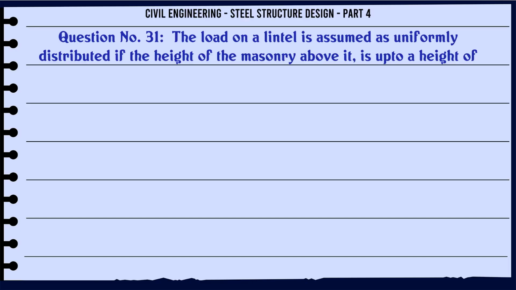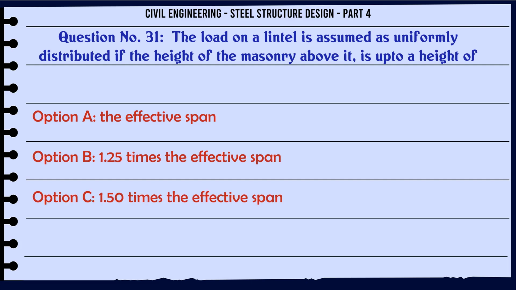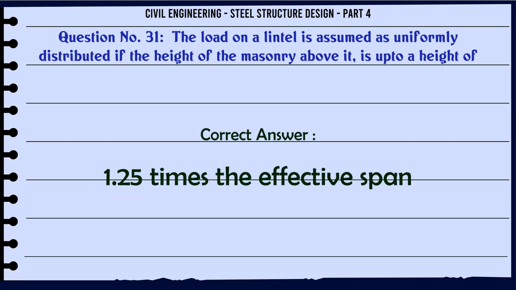The load on a lintel is assumed as uniformly distributed if the height of the masonry above it is up to a height of A. the effective span, B. 1.25 times the effective span, C. 1.50 times the effective span, D. 2.0 times the effective span. The correct answer is 1.25 times the effective span.